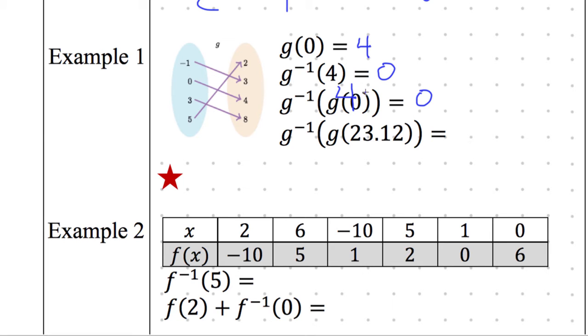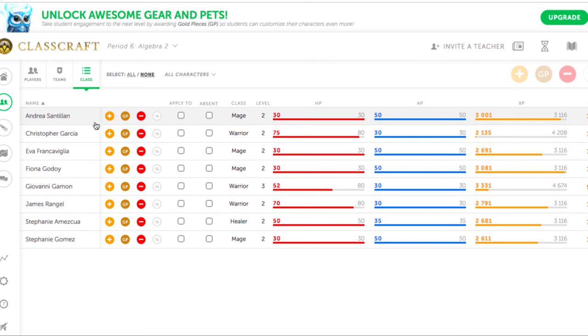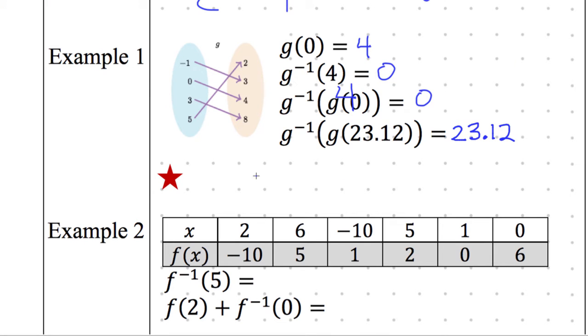Again, let me restate what I just said. If I have my original input, I take the function and then I go backwards, I am left with whatever my input was. Andrea. It is 23.12. If I have the function and I take the inverse of the function, they cancel each other out. This is how I want you to write it. They cancel each other out and I'm just left with 23.12.